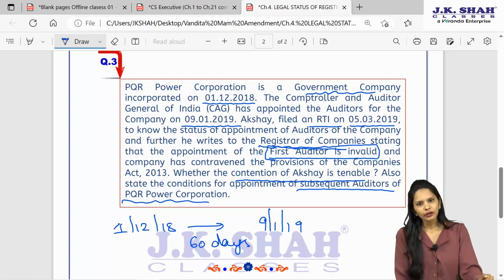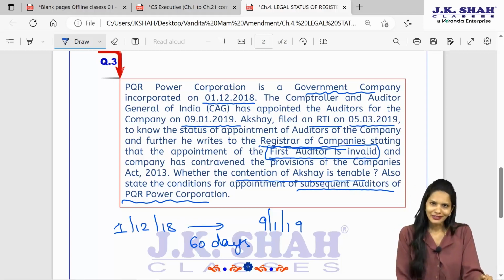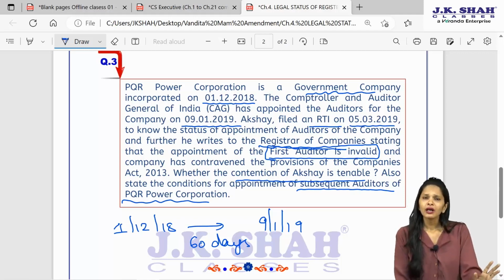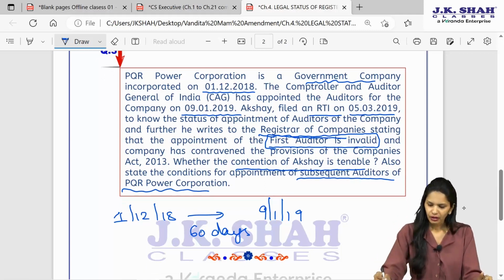After that, in argument, you are going to relate your provision to this particular question, write that Akshay's contentions are not correct as auditors were appointed within 60 days by Comptroller Auditor General of India. And in the analysis point, that is conclusion point, just write one line answer. Akshay's contentions were not correct as per provisions of Companies Act 2013. That's it with your answer.